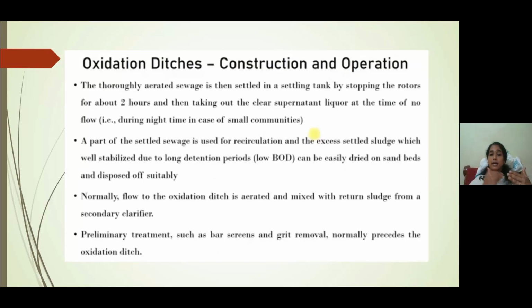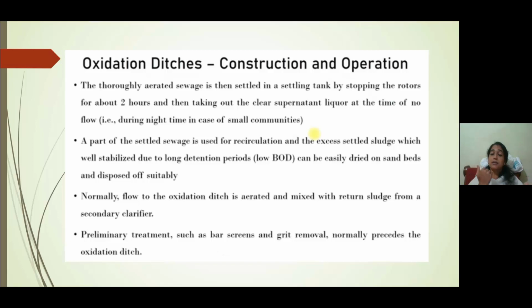Then the thoroughly aerated sewage is settled in the settling tank by stopping the rotors for about 2 hours and then taking out the clear supernatant through the outlet part of the oxidation ditches. A part of the settled sludge is used for recirculation, and the excess settled sludge can be removed. Well stabilized sludge can be removed due to this long detention time.